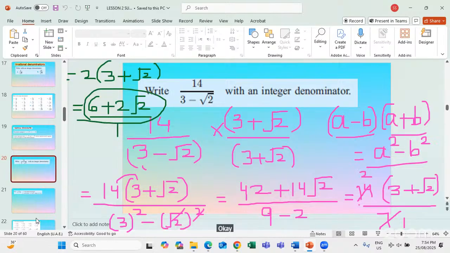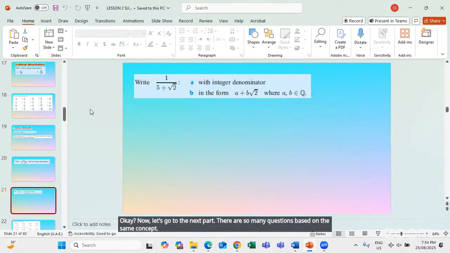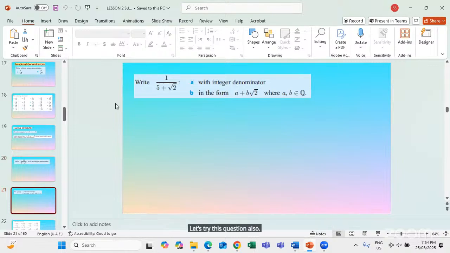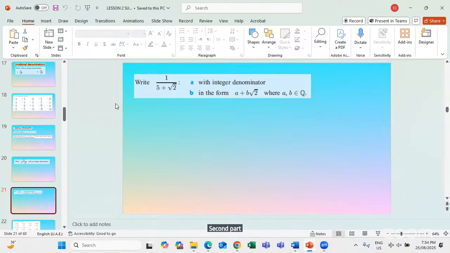Okay, now let's go to the next part. There are so many questions based on the same concept. Let's try this question also. In the previous question, they were just asking for an integer denominator. In here, they are asking that as a first step, you have to rationalize, convert it into an integer denominator. Second part is, in this particular form they need the answer. So we will start with the same.